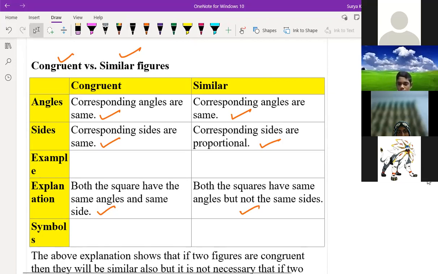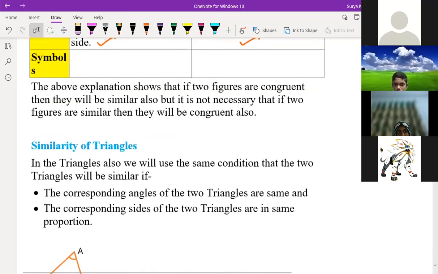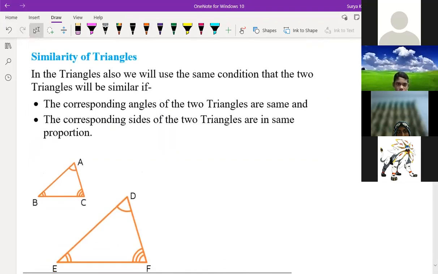Next part of it is these 2 triangles. Also, we use the same condition: 2 triangles will be similar if the corresponding angles of the 2 triangles are the same and the corresponding sides of the 2 triangles are in the same proportion. Okay, so the same thing they are repeating over here. The corresponding angles of the 2 triangles, both triangles are there. Now, the corresponding angles mean what, children? Angle A is equal to angle D.